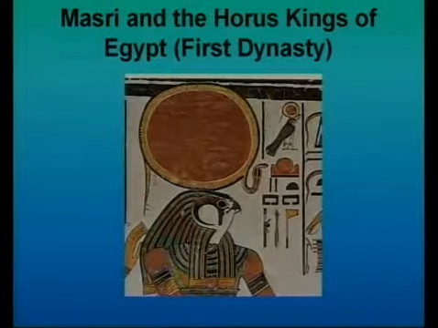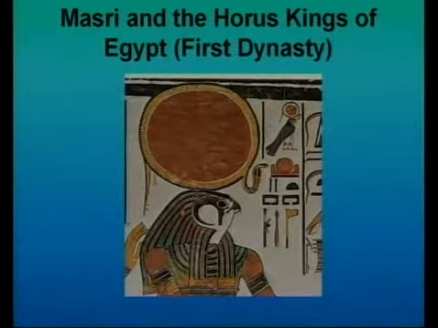Now, this is quite an interesting point, because Masri, according to Egyptian records, was the one who set up the first dynasty in Egypt. And they were the Horus Kings. You may have heard of them. And if you look at the picture here, you see the Horus god there, and you see he's got the head of a falcon, and above his head is the sun, encompassed by a serpent.